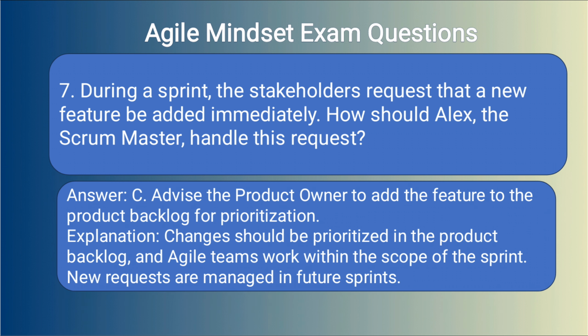Answer: C. Advise the product owner to add the feature to the product backlog for prioritization. Explanation: changes should be prioritized in the product backlog, and Agile teams work within the scope of the sprint. New requests are managed in future sprints.